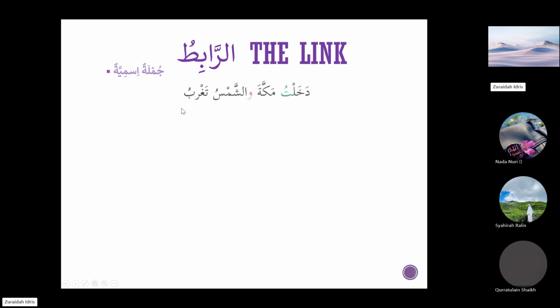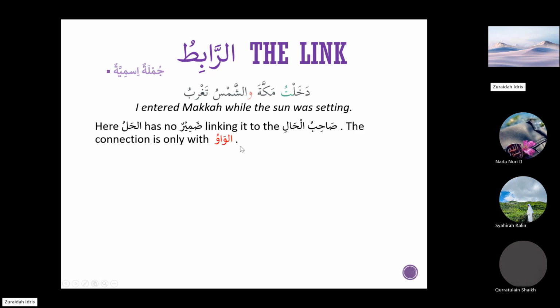So the sun is setting. Again, a fi'il is used as the khabar. Dakhaltu Makkah wa shamsu taghrib. So I entered Makkah while the sun is setting. That's one link, the waw itself. And here the hal has no dhamir, of course, because it's a jumlah ismiyah. The only thing that links that to that is the waw. So we call this waw haliyah.